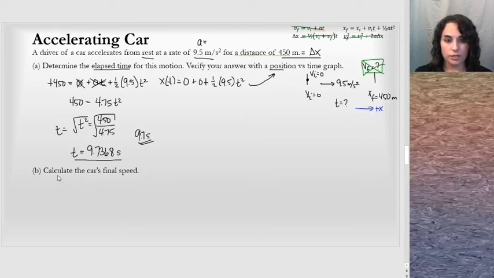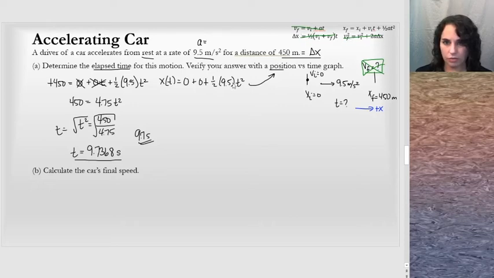The next part says calculate the car's final speed. Okay. Well, there's a couple of equations with the final speed in it. And I have time, and I have initial velocity, and I have the acceleration, and I have the distance. Seems like a lot of these work.